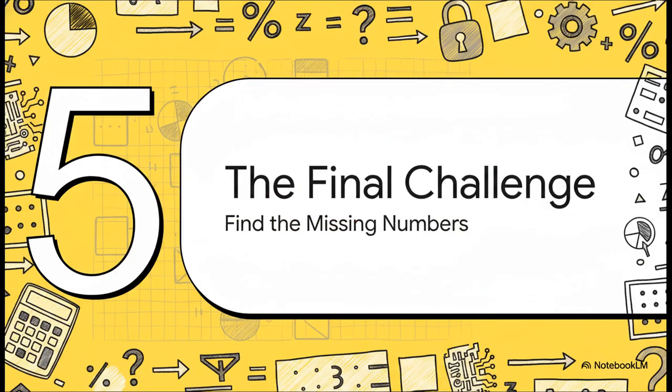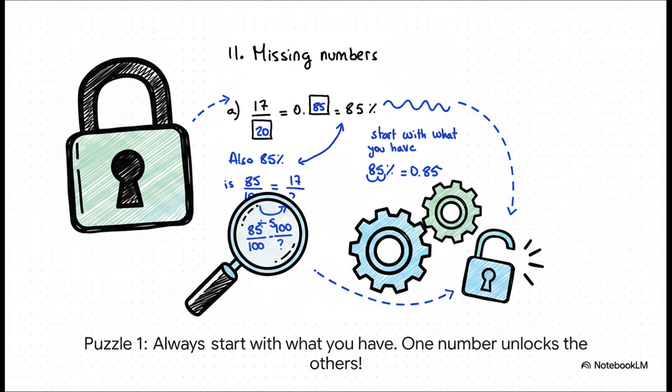And now for our grand finale. Let's test our new code-breaking skills with a few quick-fire puzzles. It's time to find the missing numbers. Let's do this. In our first puzzle, we're given the percentage, 85%. That's our starting point. From 85%, we can do that decimal jump backwards twice to get 0.85.